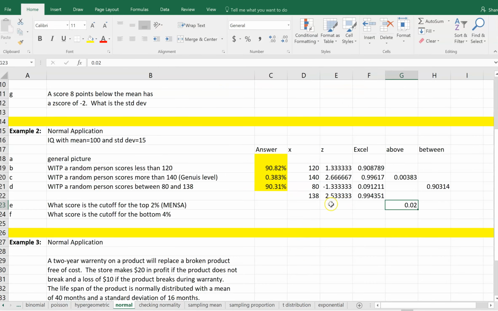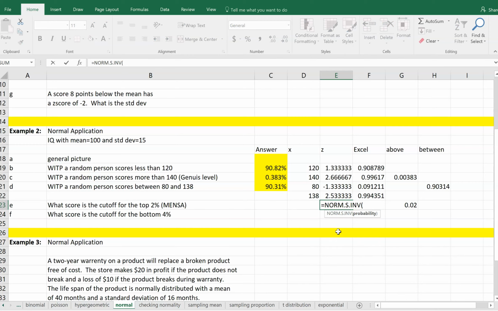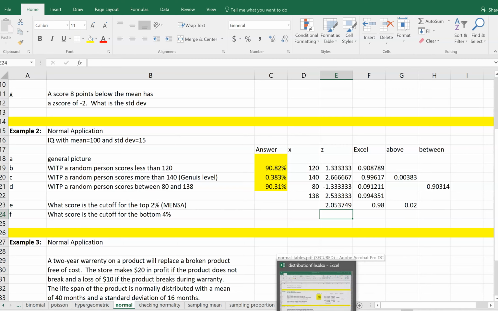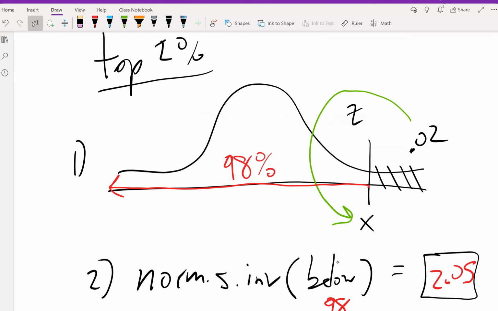Good thing is we have at our disposal Excel. So if I want to find the Z value, well, first of all, I know the area below, right? 0.98. And knowing the area means I can use NORM.S.INV. All you got to do is tell me the area below, and I'll tell you the Z value. 2.05 is my 2-digit answer for you. 2.05. And so that's the Z value in this picture.